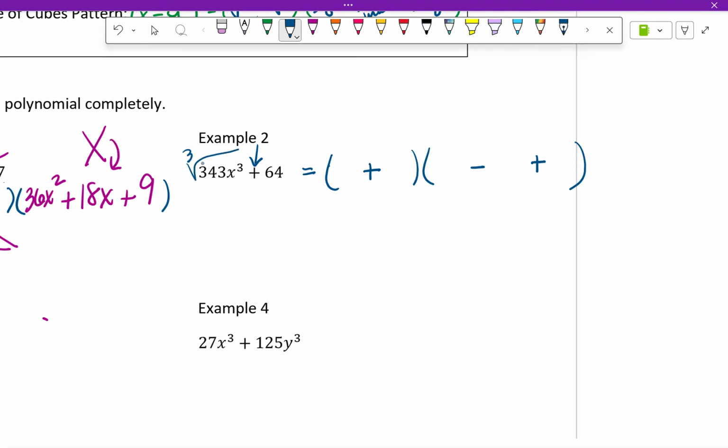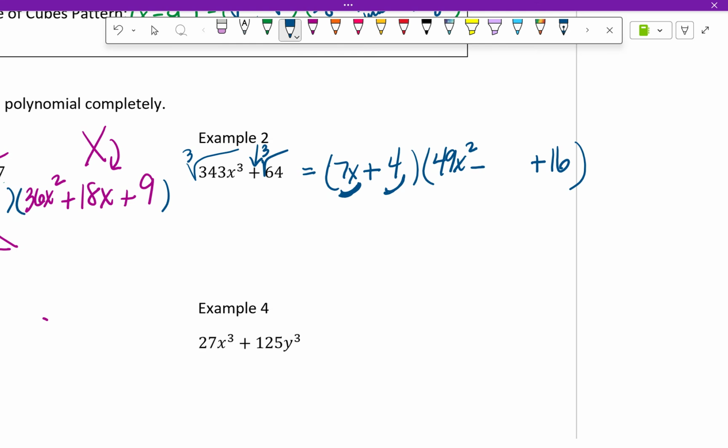All right, I'm cube rooting. So what's the cubed root of 343? 7, and then for the x, what do I get? Just 7x, good. Okay, and then I cube root the 64, what do I get? 4. Remember, I'm coming down to these. I'm squaring the 7x. So when I square 7x, what do I get? 49x squared, good.